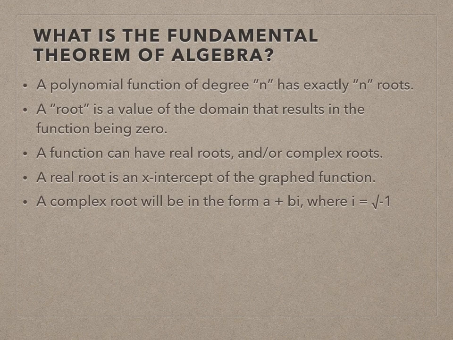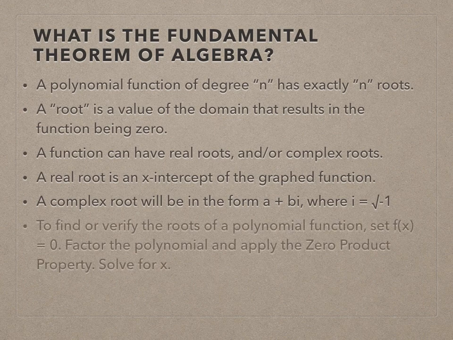A complex root will be in the form a plus bi, where i is defined as the square root of -1. To find or verify the roots of a polynomial function, we'll set f of x equal to 0. We'll factor the polynomial and then apply the zero product property. Then we'll solve for x. So here we'll look at an example.